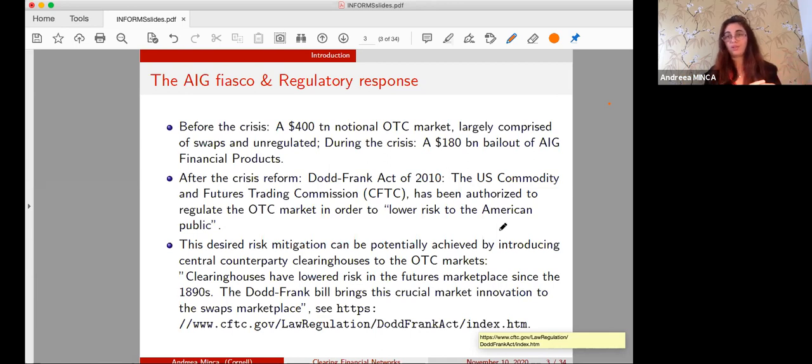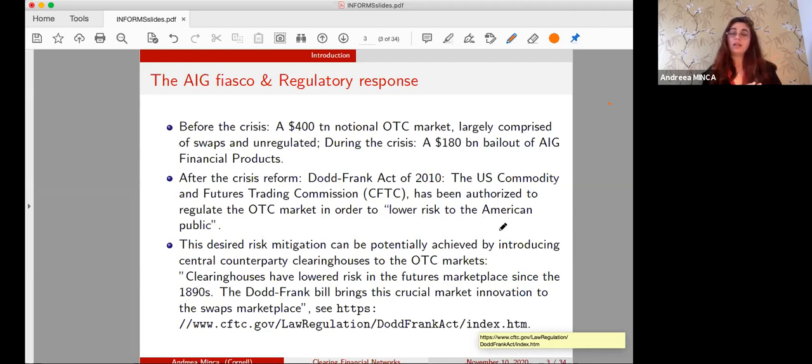So AIG was a huge player in credit default swaps. Those are payables that come due upon a credit event, such as a bankruptcy. And it was the case of the bankruptcy of Lehman Brothers. And had it not been bailed out by the government, probably AIG would have become bankrupt as well.